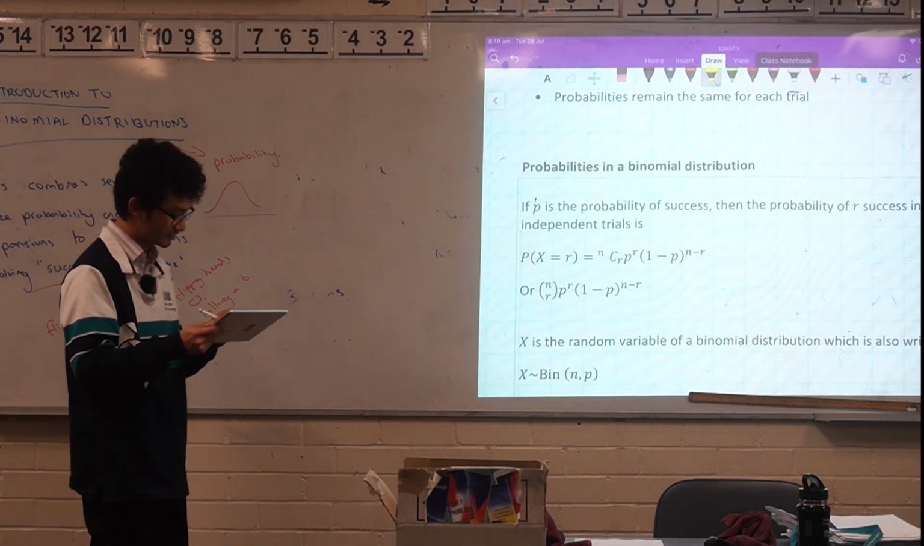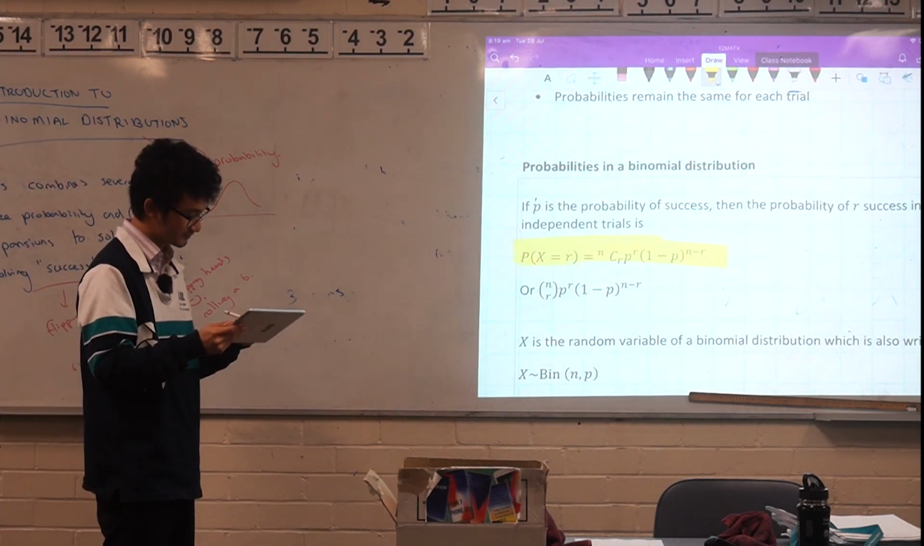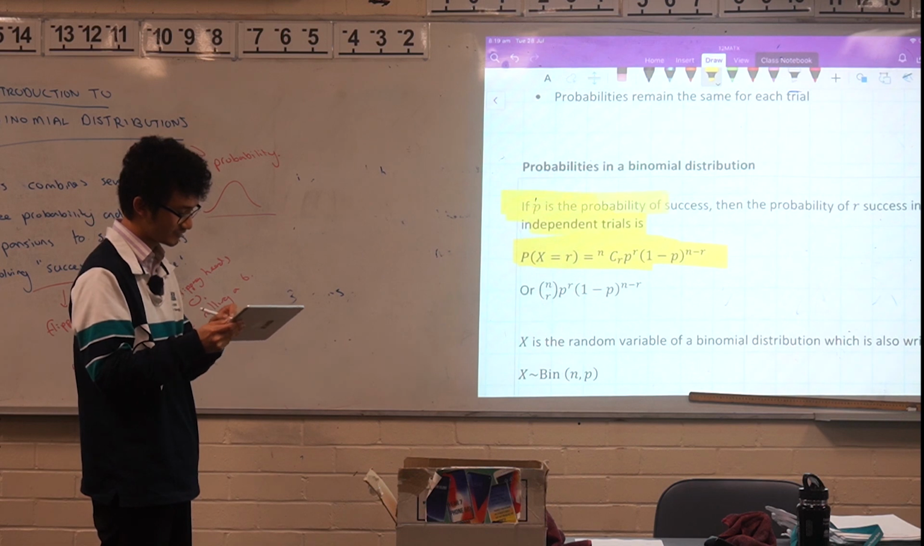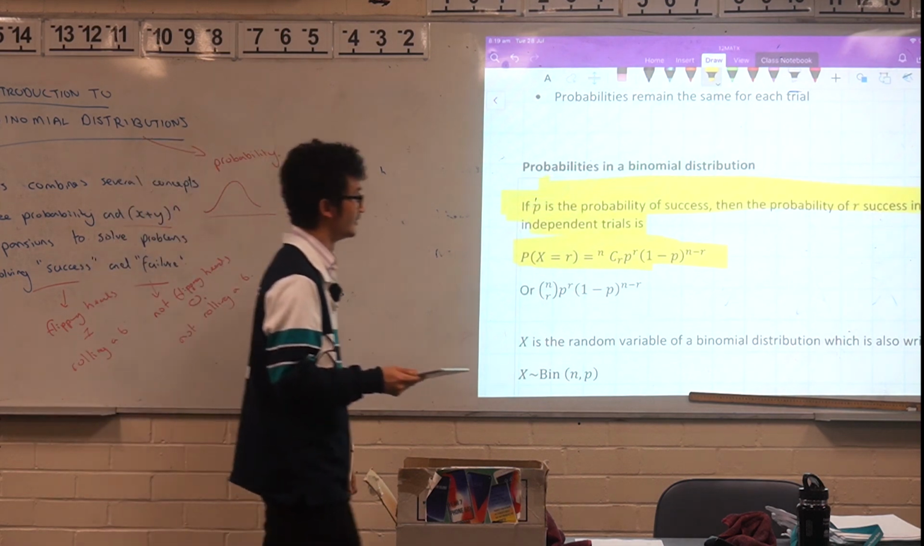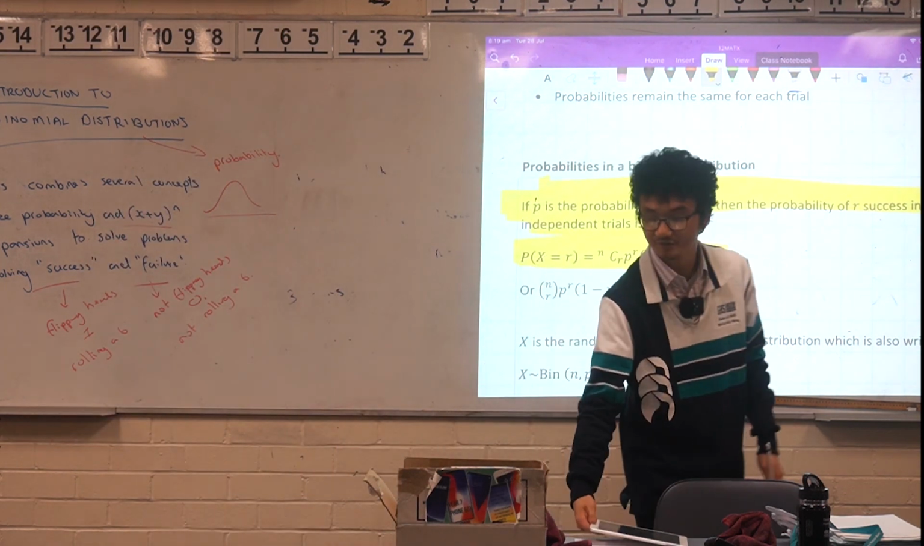like this. Do you want to jot that down for me? So this is the probabilities in a binomial distribution. I'm not 100% sure, actually.